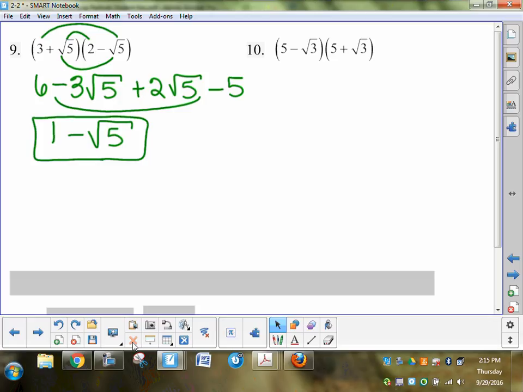Look at the left and the right binomial. They're the same except the sign in the middle changed. That's called taking the conjugate. That's really important. We'll show more about it in a minute once we get this done. Let's FOIL this out now.